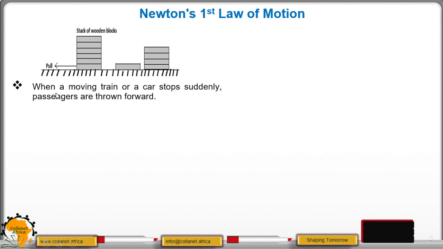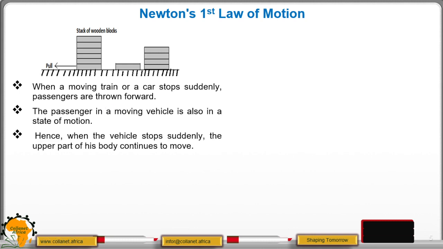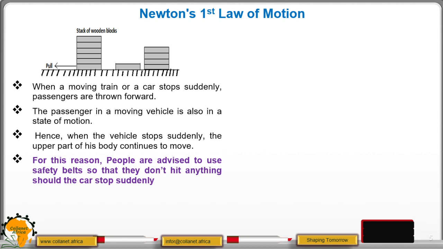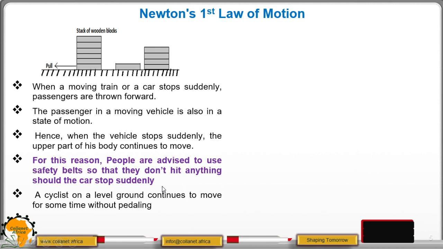Then when you are inside a moving train or a car, and then that car or train stops suddenly, you find that you will be thrown forward. Because when you are inside that moving car, your body is also in motion. And now, when the car stops, your body will continue in that state of motion because it wants to resist the change. For this reason, passengers are advised to use safety belts so that they do not hit anything if the car stops suddenly.